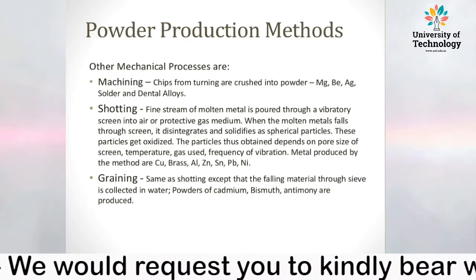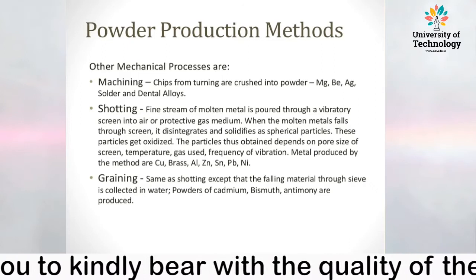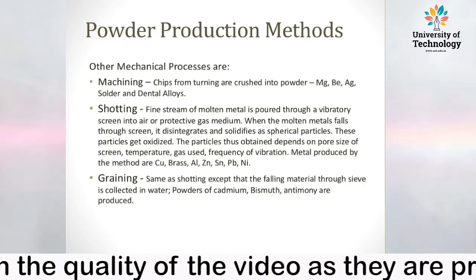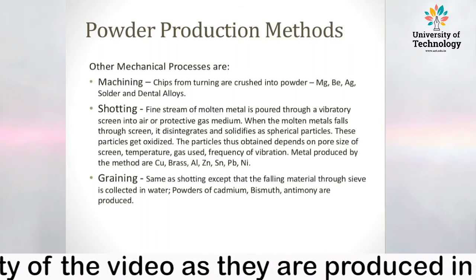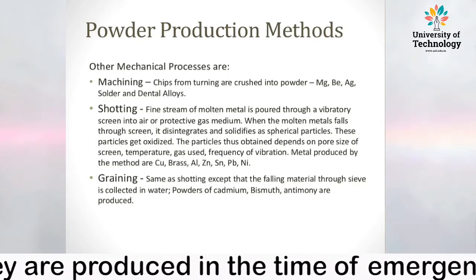Next one, the granning process. That is the same as shotting, except that the material falling through the sieves is collected in water. Powders of cadmium, bismuth, and antimony are produced by this process.